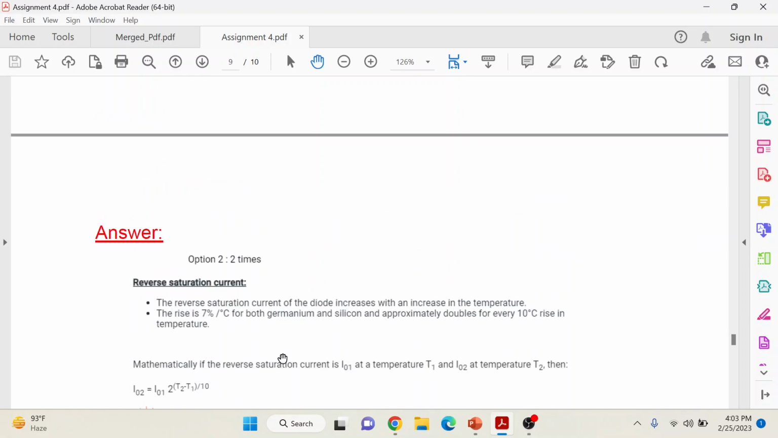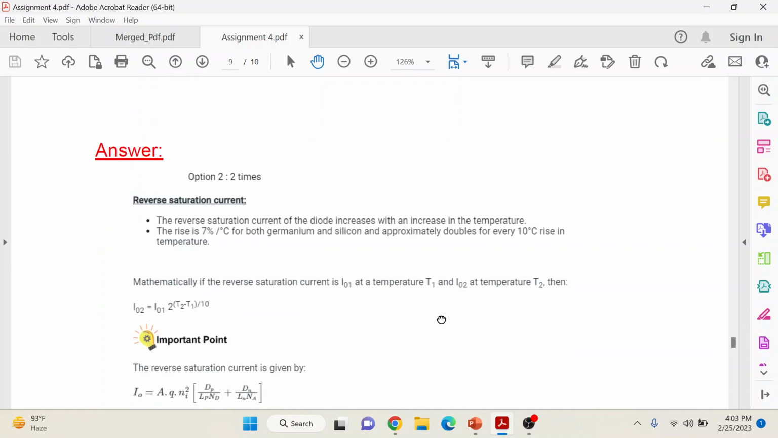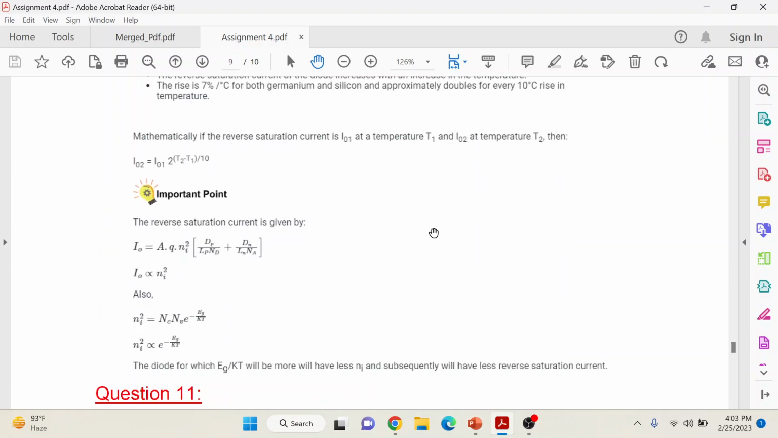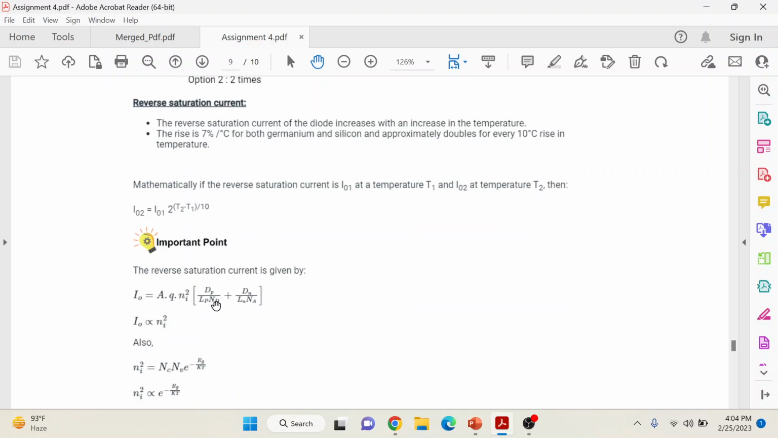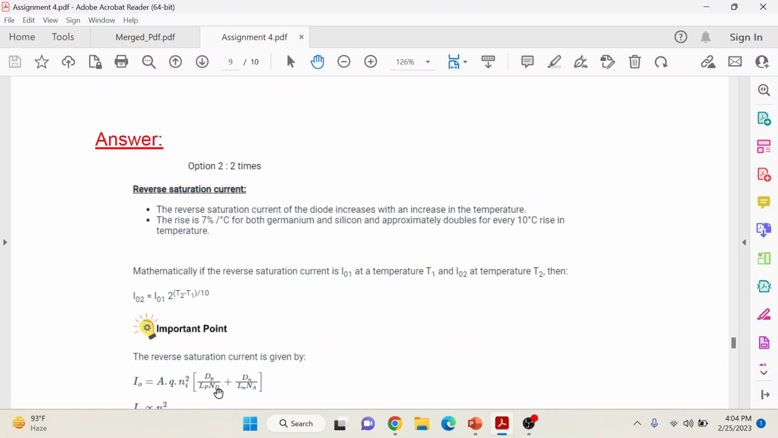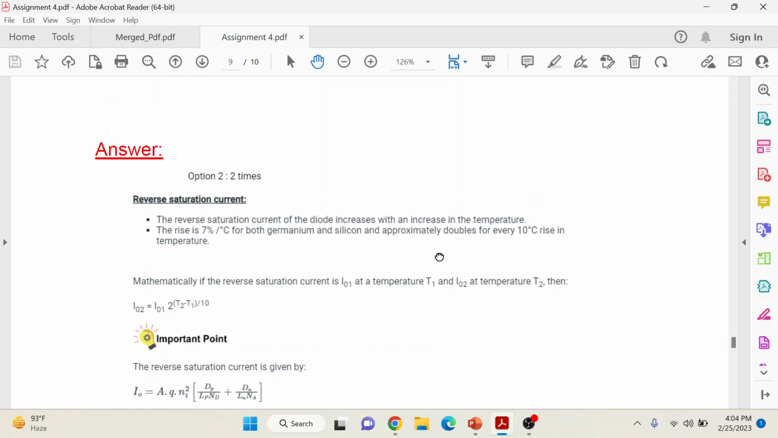Now what is the concept of reverse saturation current? Sir, what is the A? A is the area, sir. A is a constant. It will be given to you. It depends on certain conditions. The q and these terms, you know, NA, DP, LP, NP. You know these terms, right? DP, LP, and NA and ND?